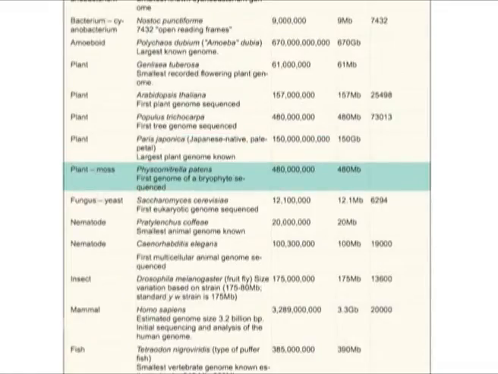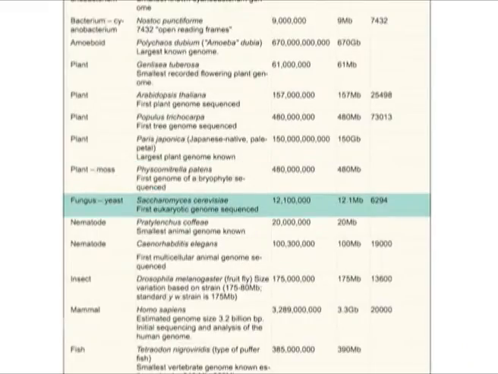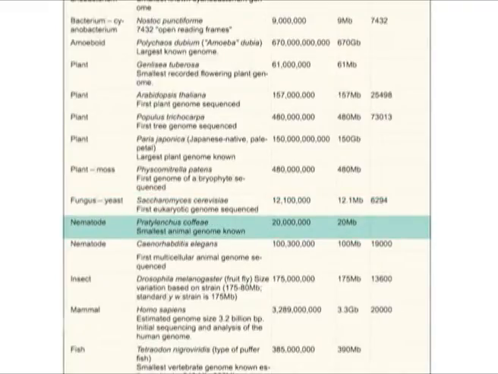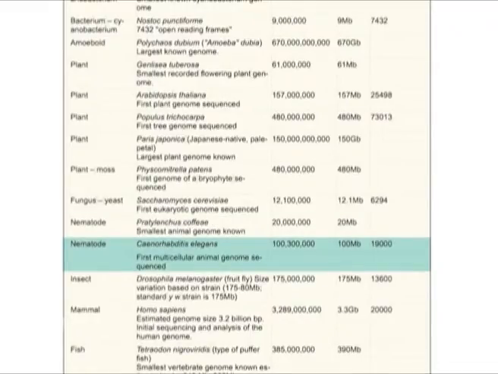Among the mosses, Physcomitrella patens, the first genome of a bryophyte that was sequenced, has a genome size of 480 MB. The fungus yeast, Saccharomyces cerevisiae, was the first eukaryotic genome to be sequenced and has a genome size of 12.5 MB. Among the nematodes, Pratylenchus coffeae, the smallest animal genome known, has a genome size of 20 MB. Caenorhabditis elegans, the first multicellular animal genome sequenced, has a genome size of 100 MB.